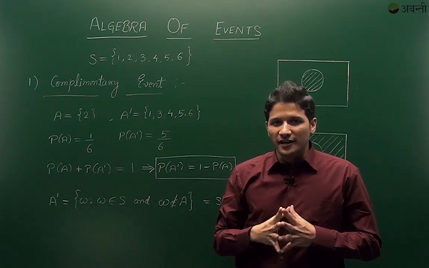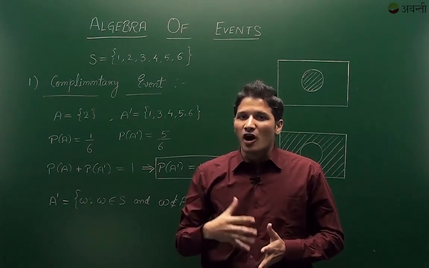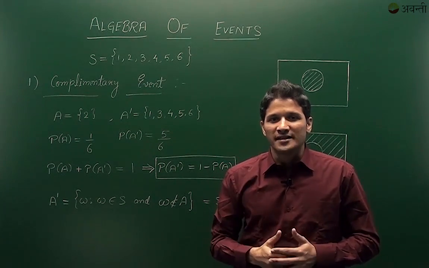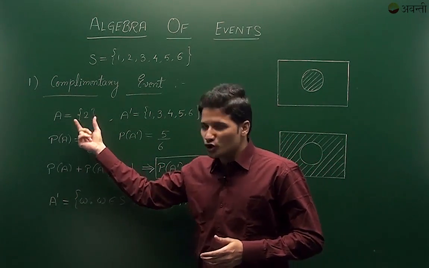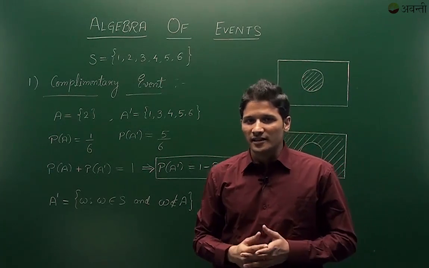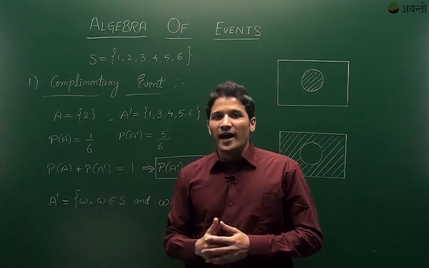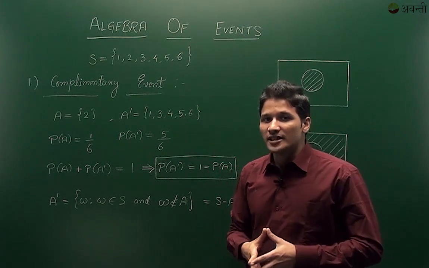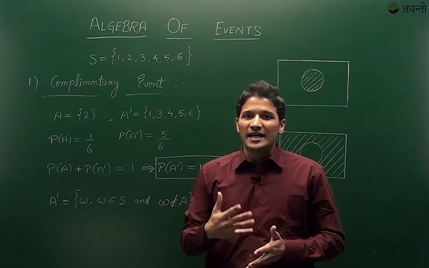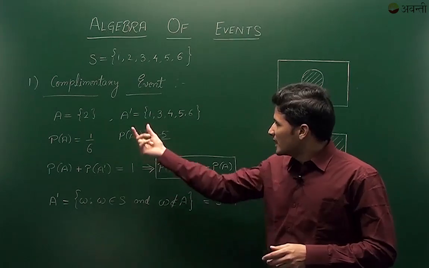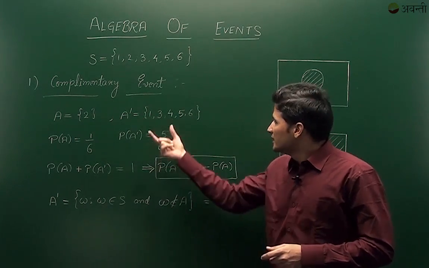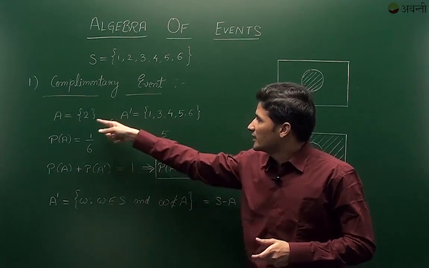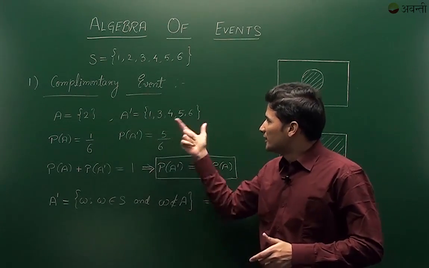So if I define an event A, such that the outcome is only 2, then the elements in the set A will be set A equals {2}. So there's only one element in this set, and this is our event A. And if I have to define its complementary event, it will be A prime, which will contain all the outcomes except element 2. So set A prime consists of all the 5 other elements of the sample space, but it does not contain element 2.